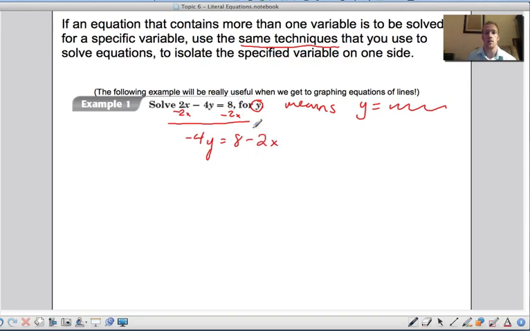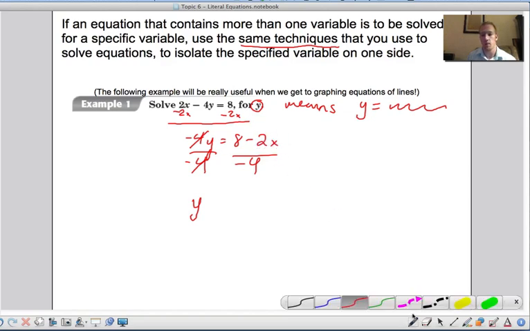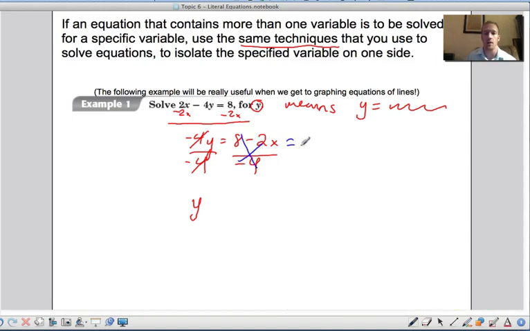8 and 2x are not like terms. I cannot combine them. Now we divide by negative 4. If you divide the left side to get the y, you have to divide the entire right side. But I don't want you to write it this way. I'm sure I mentioned it in class already, even though it's technically okay, it usually leads to errors. I want you to do this.